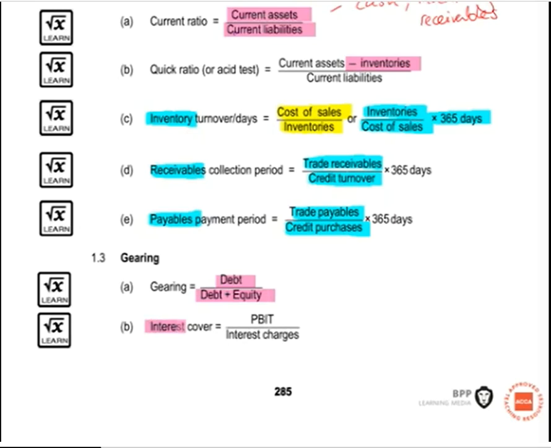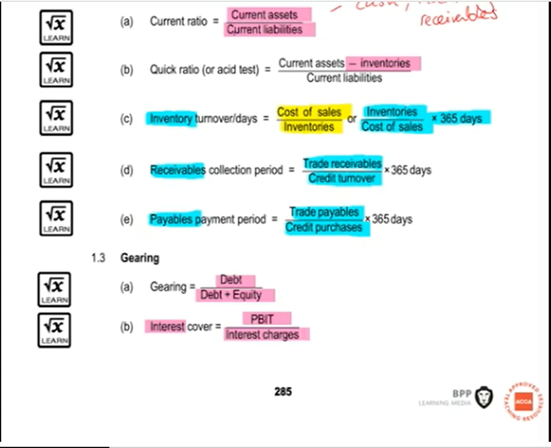So the second calculation looks at just that issue. How comfortably can we pay our interest out of our available profits? So we'll take profit, again that controllable profit figure before interest has been deducted or tax, and divide it by the interest charges. Say, how many times could we pay our interest using our available profits?